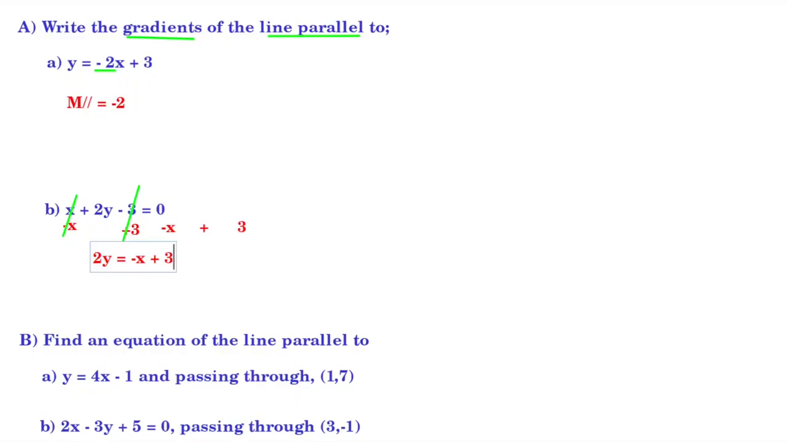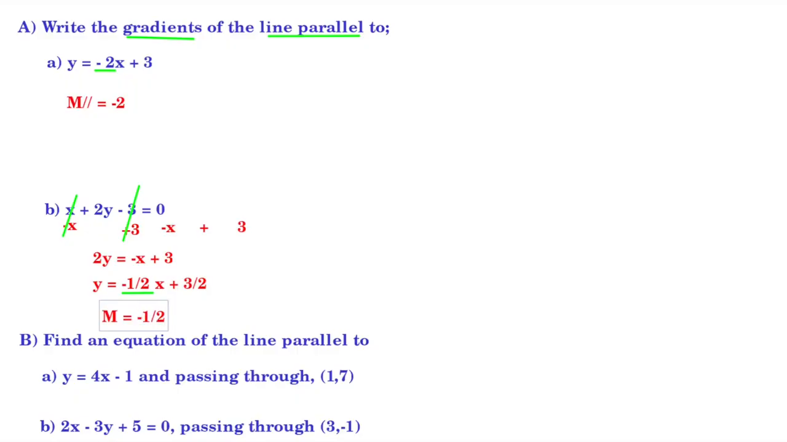Then if you divide each term of this equation by 2, you get that y equals negative 1 over 2 x plus 3 over 2. Now let's extract the gradient of this line. The gradient is the number that is placed before x. So the gradient of the line parallel to this one is going to be the same as the gradient of this line, which is nothing but negative 1 over 2.